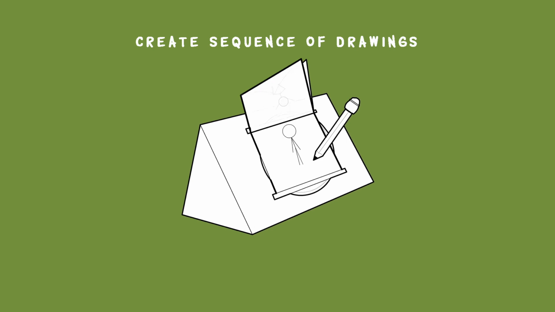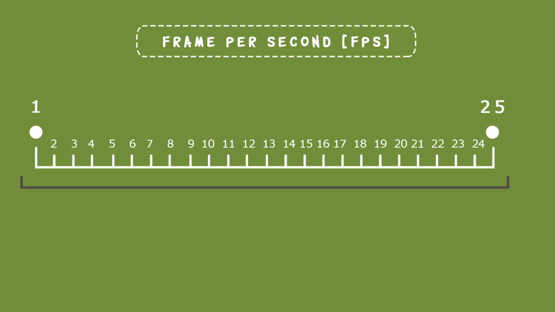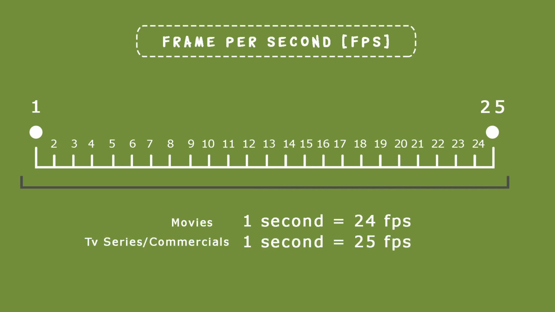An animation is composed of a sequence of frames. Each frame is represented by a drawing. The frame rate, the number of frames per second, can change depending on the type of project. In movies, we usually have 24 frames per second. For TV series and commercials, 25 frames per second. And for video games, we usually have 30 or 60 frames.